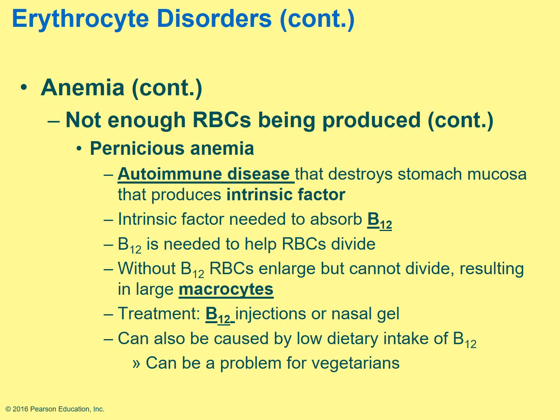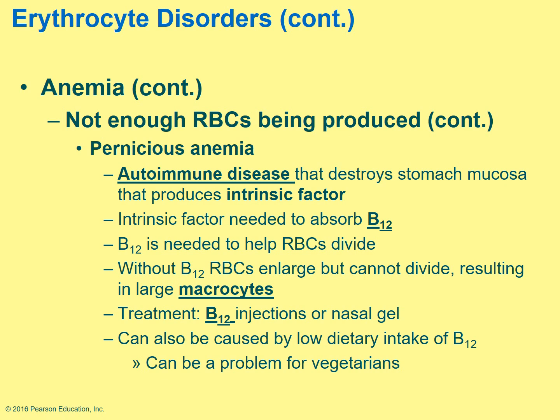Pernicious anemia is an autoimmune disease. It destroys part of the stomach mucosa that's producing this intrinsic factor that's needed to absorb vitamin B12. You need vitamin B12 to help the red blood cells to divide. So in the process of them going through that maturation process, the red blood cells are going to enlarge, but they don't divide. So then you end up with a very large cell.